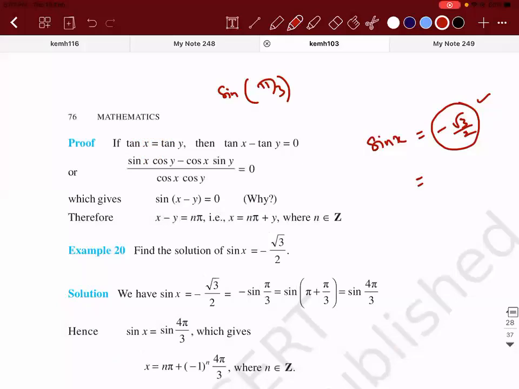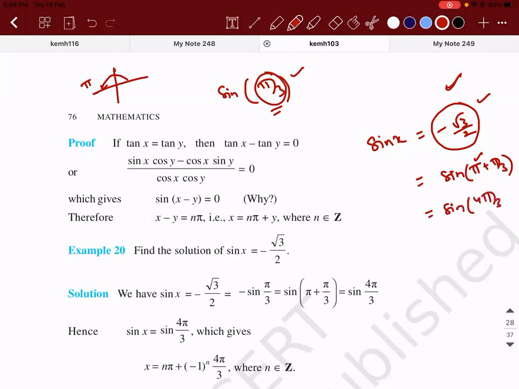Sorry. Root 3 by 2 is there, no? So since you are saying minus root 3 by 2, negative, no? So third quadrant means what will be the angle? Had it been first quadrant, it would have been pi by 3. So third quadrant means what? You need to add pi to this pi by 3. Then what will happen? This is actually sine of pi plus pi by 3. Did you understand why I added this pi? Yes, sir. Right. So this will become sine of 4 pi by 3. Now the solution is easy. X is equal to n pi plus or minus 1 power n into 4 pi by 3. That's it.